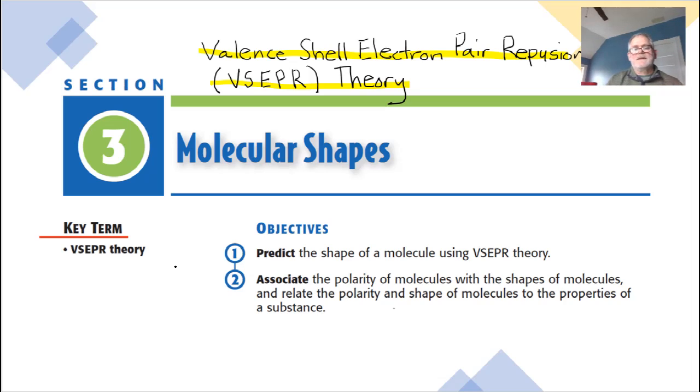The objective is to predict the shape of a molecule using VSEPR theory. VSEPR stands for valence shell electron pair repulsion, or VSEPR theory. I like to call it VSEPR. Then we're going to associate the polarity of molecules with the shapes of the molecules and relate that polarity and shape of the molecule to the properties of the substance.